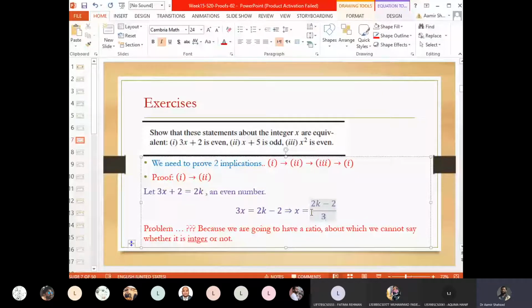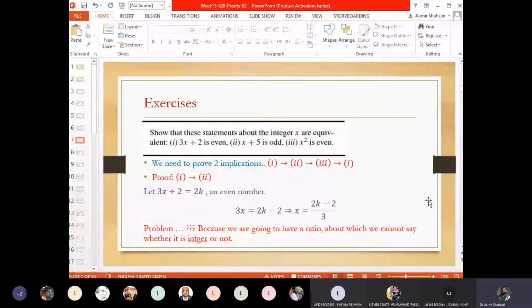अब जब हमारे पास even या odd number होते हैं, these have to be integers. We cannot have it in the form of ratio. अगर ये रेशियो में है, so we cannot say whether this number is going to be an integer or not. देखिए अगर ये 12 over 3 है, फिर तो ये integer होगा. 12 over 3 is equal to 4. लेकिन अगर ये 14 over 3 है, then it's not going to be an integer. Even or odd number, they have to be integers. So from here we cannot say anything about x. There is a problem. We are going to have a ratio about which we cannot say whether it is integer or not.